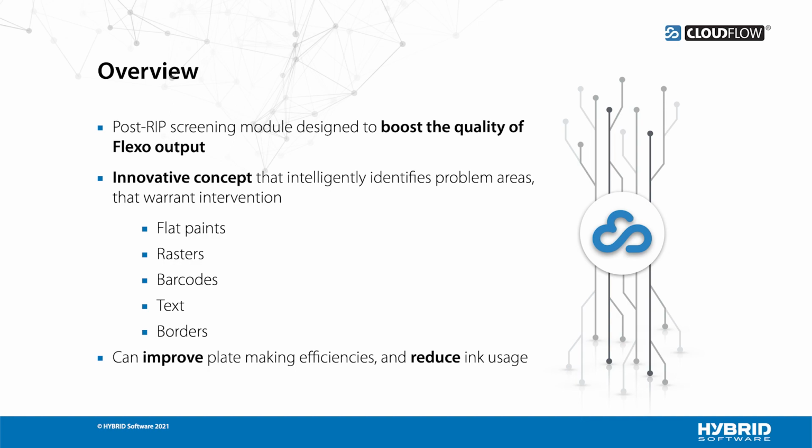Well, it's an innovative concept that intelligently seeks out and identifies problem areas that are inherent within the Flexo process that warrant intervention, such as flat paints, rasters, barcodes, text, and borders, and it'll actually process these individually based on their requirements. And the reason why this is so unique is it's not just a one-size-fits-all solution where you just process the entire file with the same settings. We will actually process the flat paints differently from the rasters, or rasters differently from the barcodes, and so on. And during this process, we can actually improve plate-making efficiencies and reduce ink usage, and therefore cost.